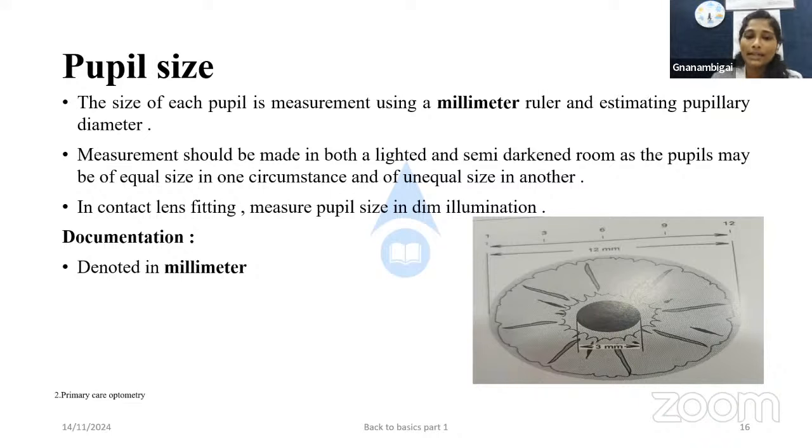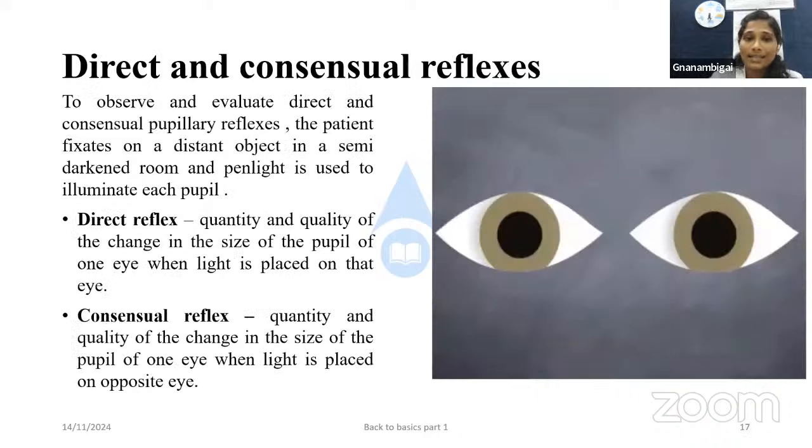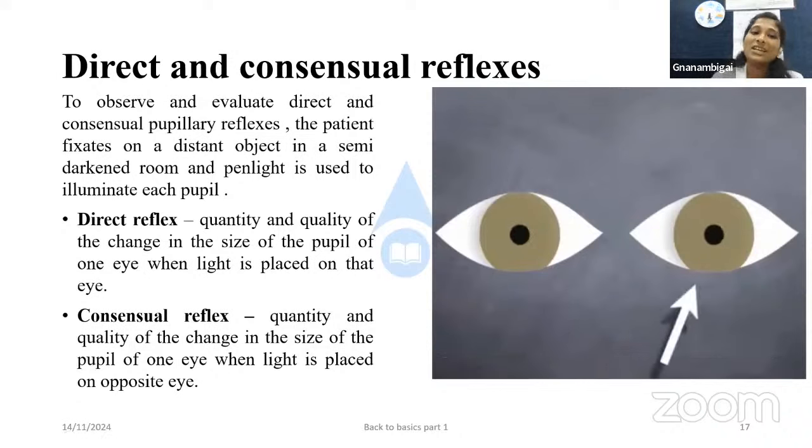In contact lens fitting, measure the pupil size in dim illumination, and the documentation should be noted in millimeters. Direct and consensual reflex. To observe and evaluate the direct and consensual pupillary reflex, the patient fixates on a distant object in a semi-darkened room. A penlight is used to illuminate each pupil. Direct reflex is the quantity and quality of the changes in the size of the pupil of one eye when the light is placed on that eye. Consensual reflex is the quantity and quality of the changes in the size of the pupil of one eye when the light is placed on the opposite eye.